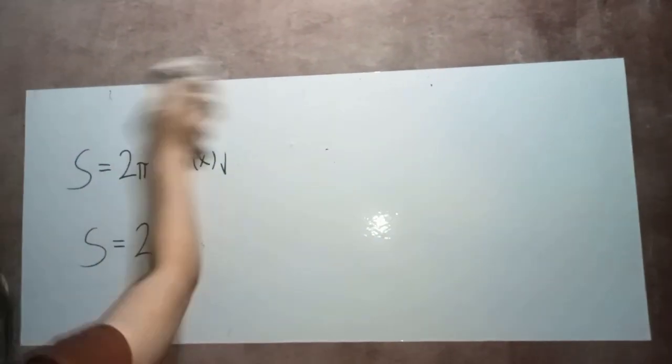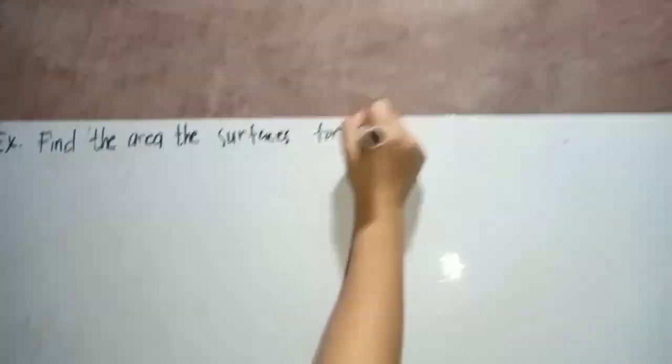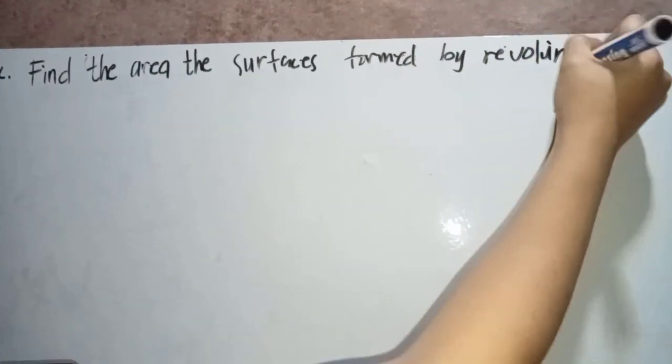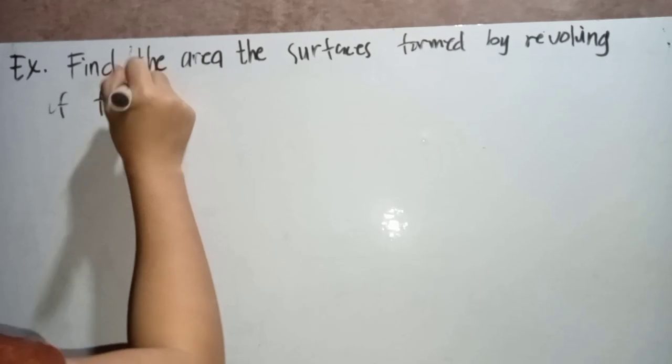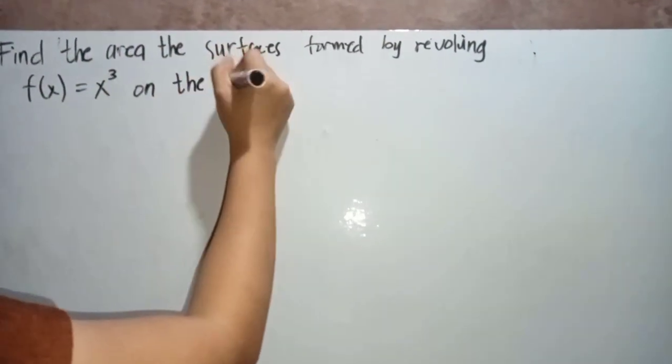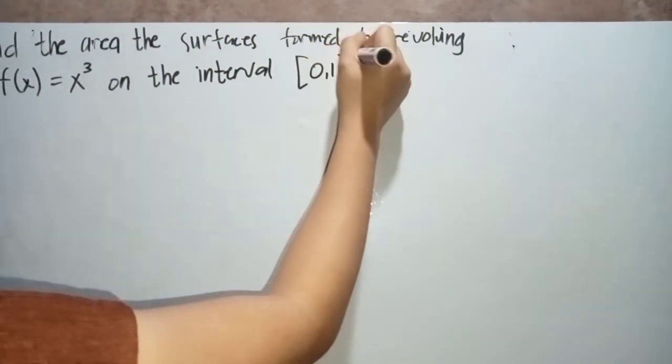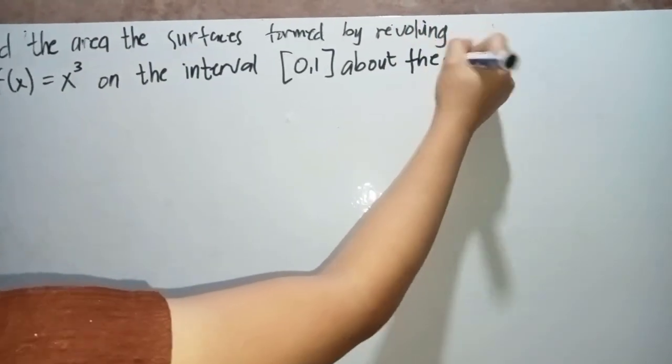Let's have this example problem. Find the area of the surface formed by revolving the graph of f of x equals x cubed on the interval from 0 to 1 about the x-axis.